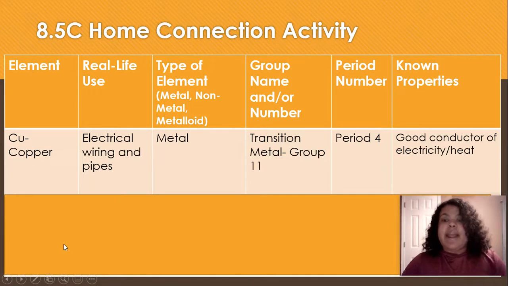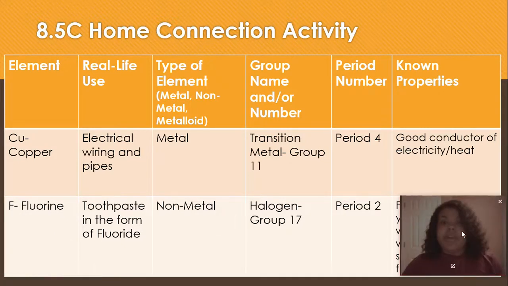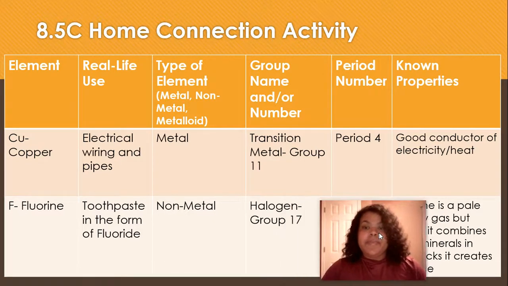The next example I have for you is toothpaste. The element is fluorine, and it is found in toothpaste in the form of fluoride. The type of element, fluorine, is a nonmetal. It belongs in group 17, the halogen group. You can find fluorine in period 2. Known properties of fluorine: it is a pale yellow gas, but when it combines with minerals in soil and rocks, it creates fluoride.